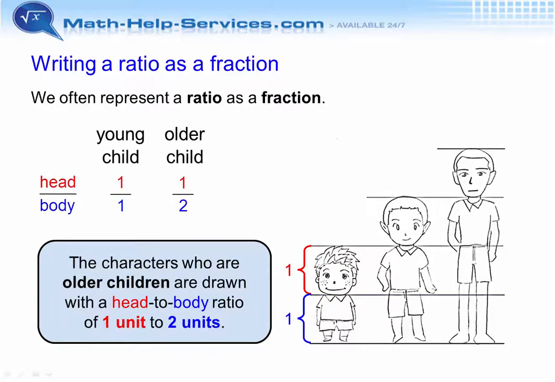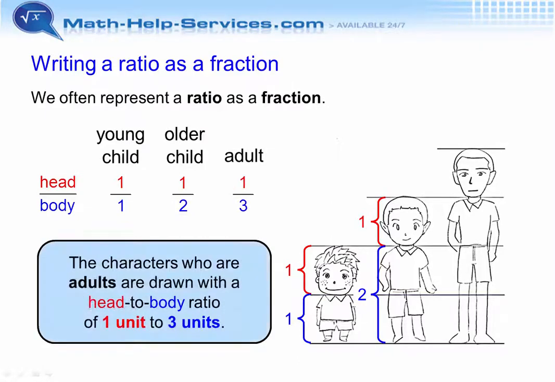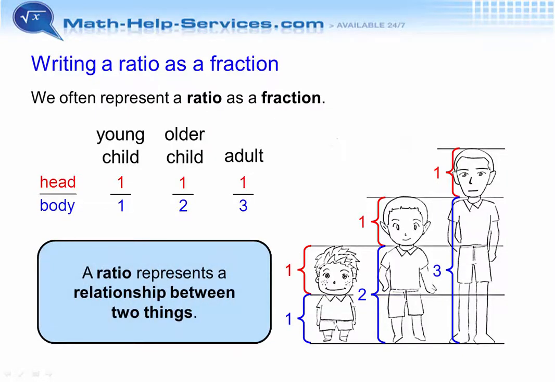The characters who are older children are drawn with a head-to-body ratio of 1 unit to 2 units. The characters who are adults are drawn with a head-to-body ratio of 1 unit to 3 units. A ratio represents a relationship between two things.